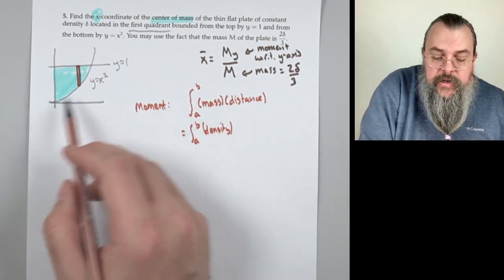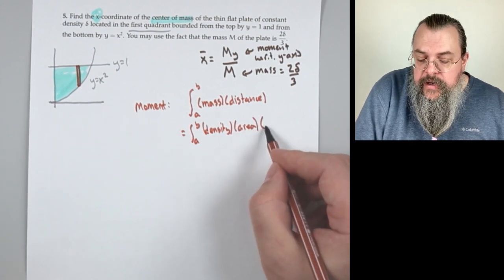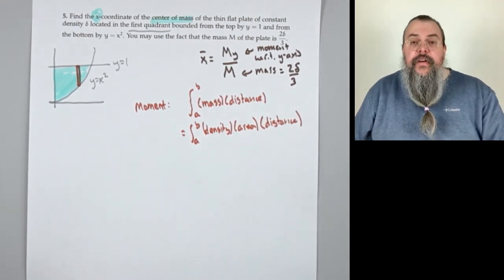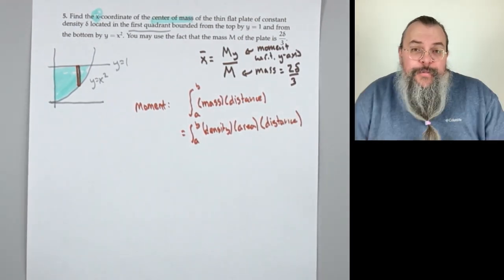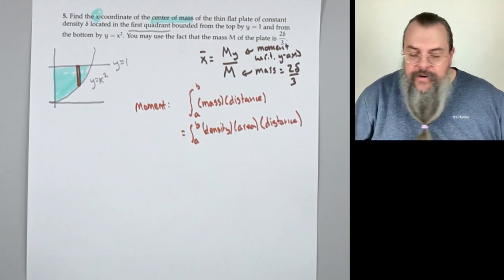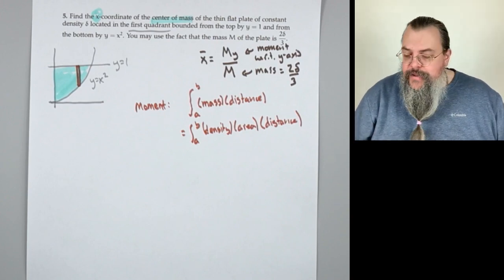And then here it's a two-dimensional thing. So it's an area and our distance. Okay, so those are the pieces. So that's our basic formula. So now we just have to go through and say, all right, let's figure out all these little pieces and we can find our moment.